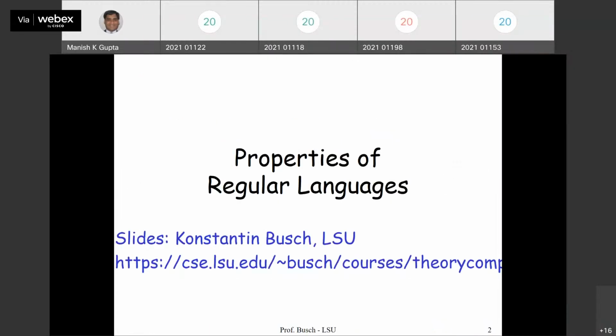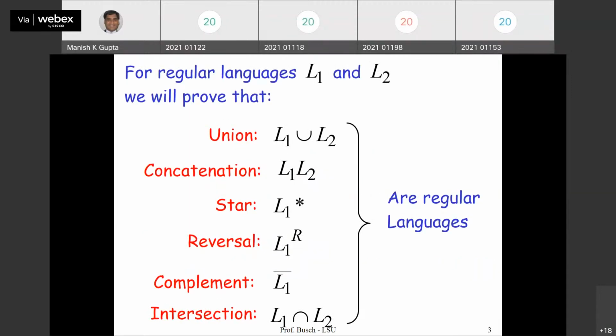Now, properties of regular languages. Again, thanks to Professor Bush for the slides, because I have to say it every time. I have taken permission from him. Okay, so for regular languages L1 and L2, we will prove that union is regular, concatenation is regular, star is regular, reversal is regular, complement is regular, and intersection is regular.